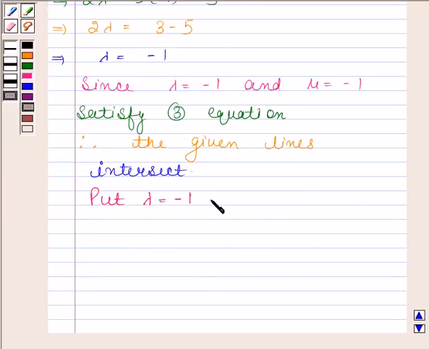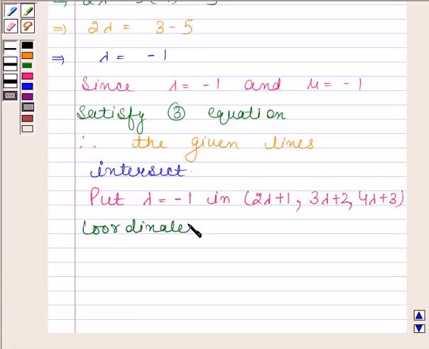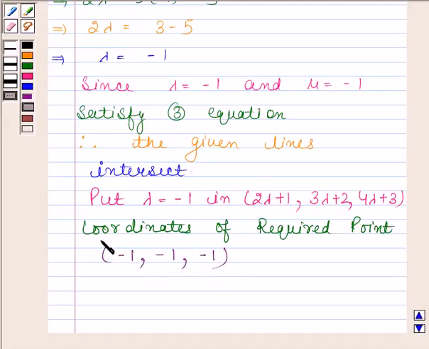Substituting lambda equals minus 1 in 2 lambda plus 1, 3 lambda plus 2 and 4 lambda plus 3, by substituting the value of lambda, we get coordinates of required point as minus 1, minus 1, minus 1. This is our required answer.